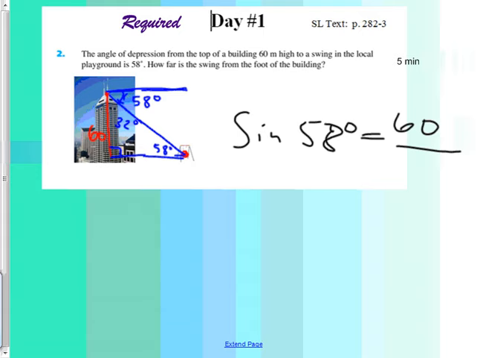How far is the swing from the foot of the building? We want this distance. So I better use opposite and adjacent. That'd be tangent of 58. Or if you want to use the other angle, you want to use the 32, then you could have used, oh, I guess that would have been opposite over adjacent too. Either way, we're using tangent. Okay, so tangent of 58 will be opposite over adjacent, 60 over x, and then you just have to solve.